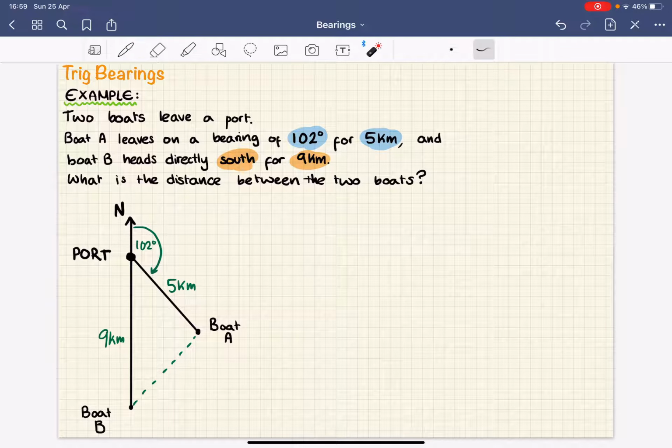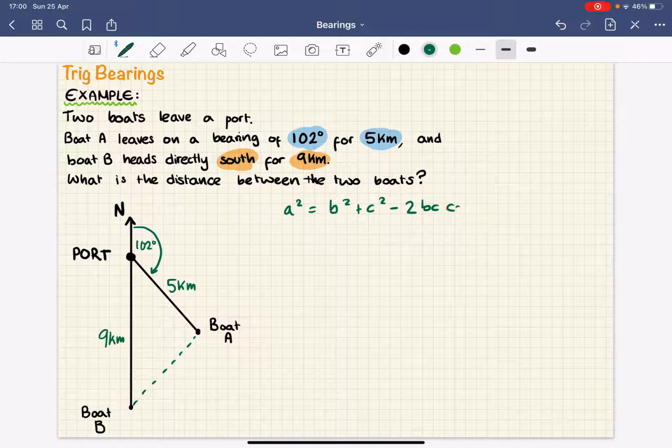And because we know that boat B is directly south, that means this here is a straight line. So this will be a total of 180 degrees there. And so we're being asked to find the distance between the 2 boats. So looking at what I have, 2 sides and an angle, and I'm being asked to find the 3rd side. That means it is my cosine rule, specifically that a squared equals b squared plus c squared minus 2bc cos A.